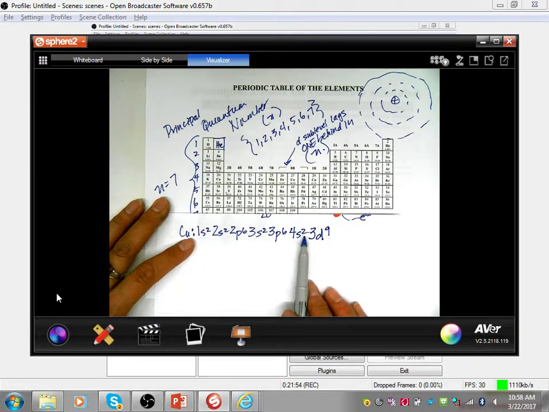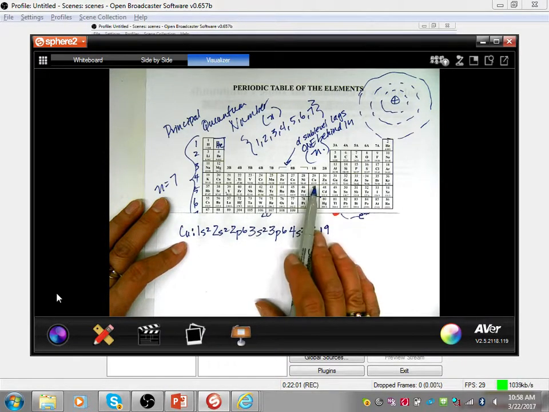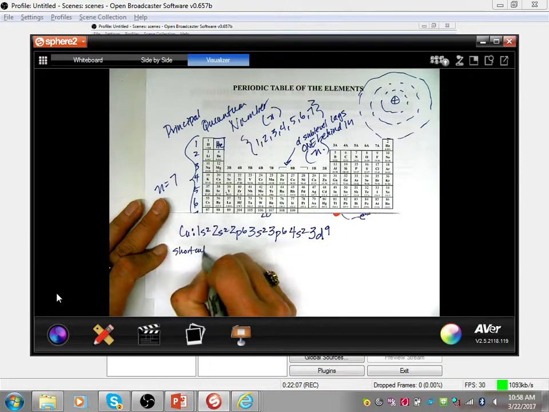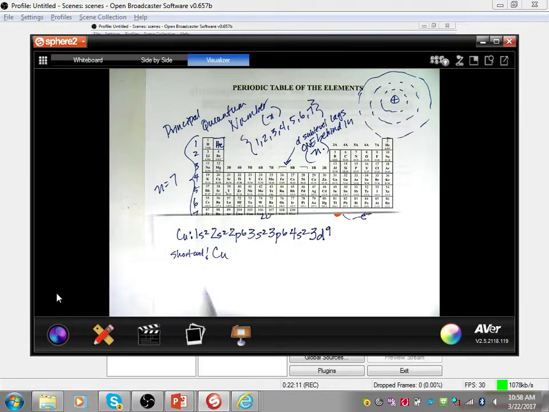9 and 2 is 11. 6 more is 17, 18, 19, 25, 26, 27, 28, 29. Copper is in fact element 29. You can also do a shortcut. Okay, you want to do a shortcut? Copper, you don't have to write the whole thing out.